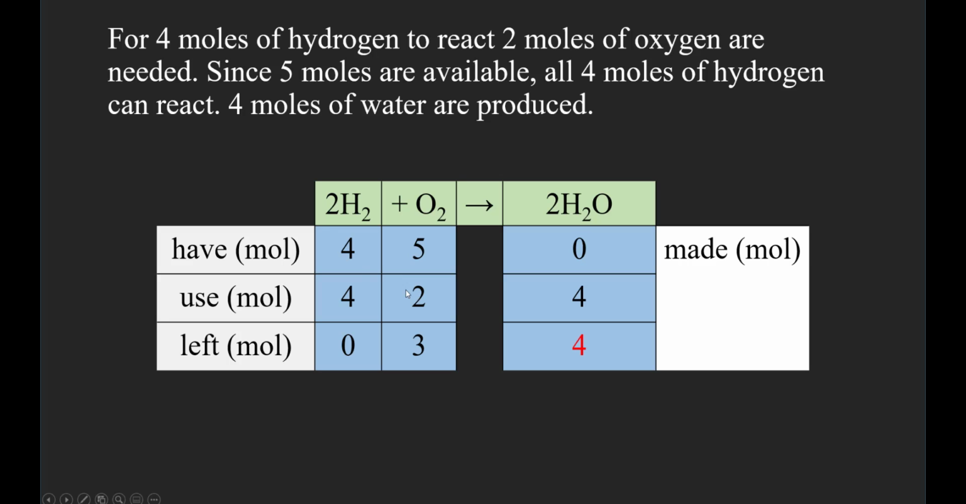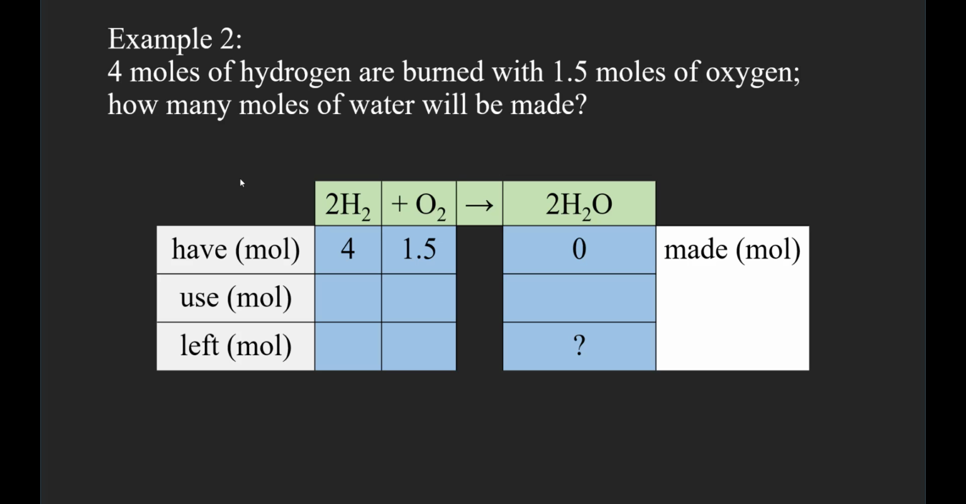And then we'll just finish up the bookkeeping. If we had 4 and we used up 4, there's nothing left when the reaction is done. Of the 5 that we had present, 2 reacted, so 3 are still left over. And there was no water to begin with, so we made 4 moles of water. So we end up with 4 moles of water. And that's it. That's the first example.